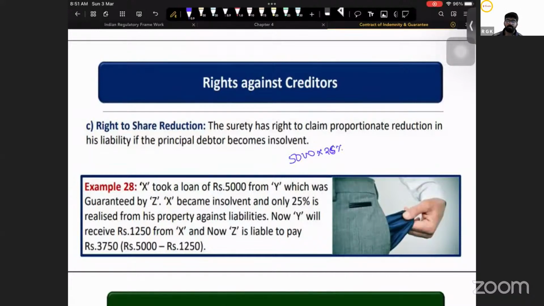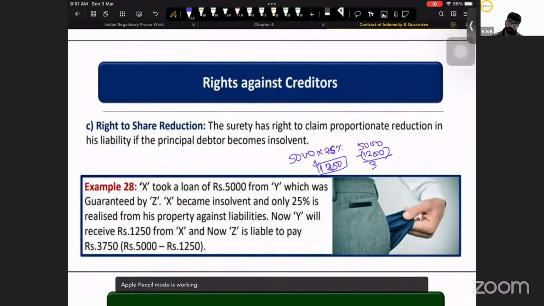5,000, 25%. Now what is it? It is 1,250. Only 1,250 could be recovered. Now Y will receive 1,250 from X. So reduction, whatever is there, reduction means this much is already recovered. Out of 5,000, 1,250 is already recovered out of the estates. So surety will be liable only to the extent of 3,750. That is what is called as reduction.